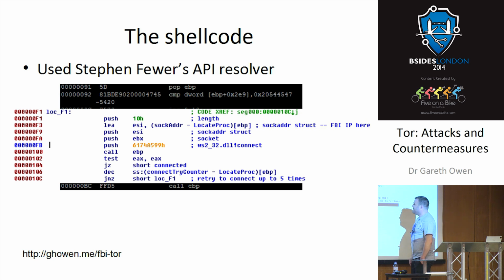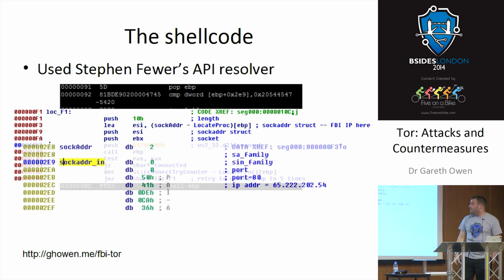But that, of course, is going to be where the IP address is stored. Typically, when you see a call, the parameters are pushed onto the stack just before it, and one of the things which is pushed on is that sockaddr structure. So we find it in memory. There's the sockaddr structure.